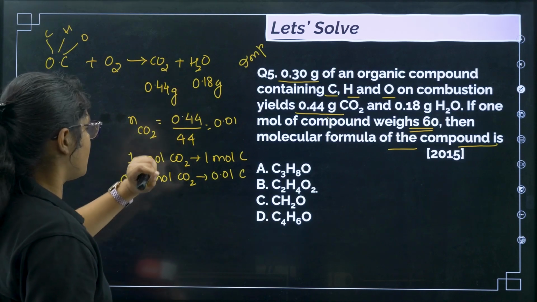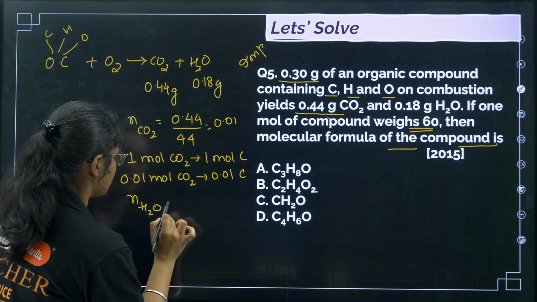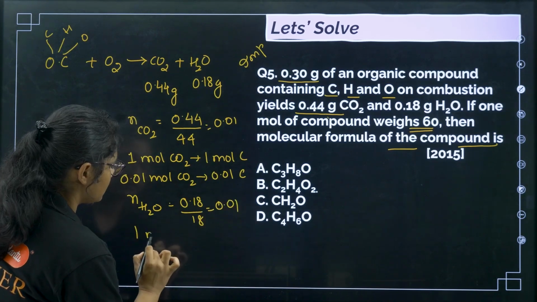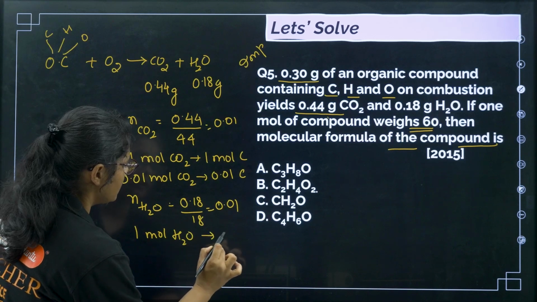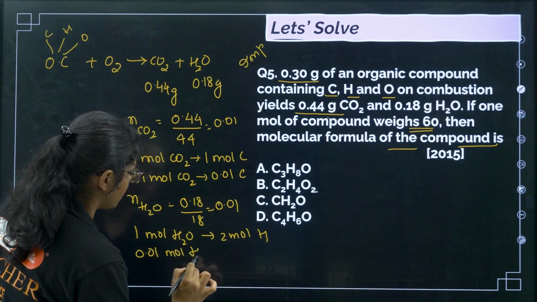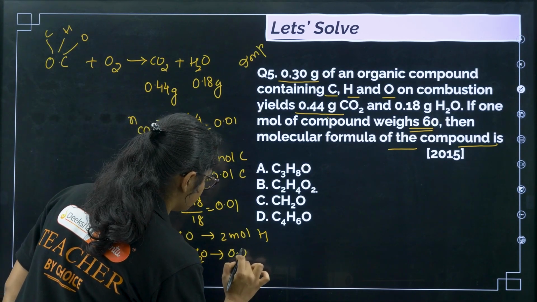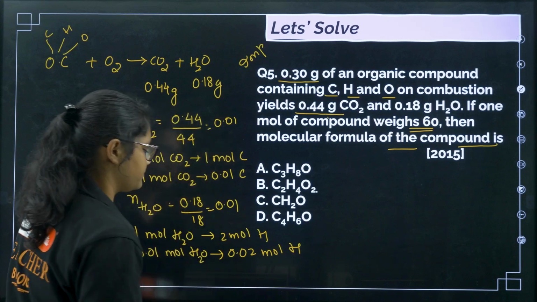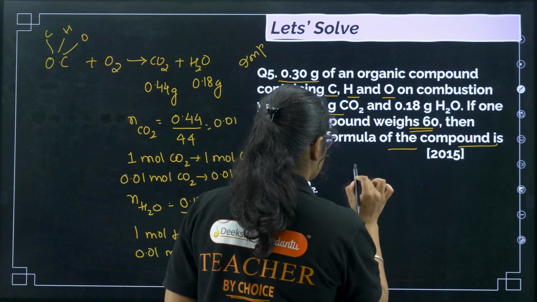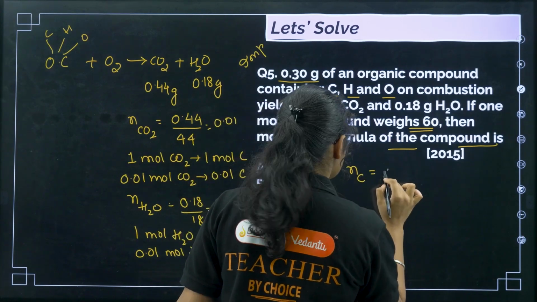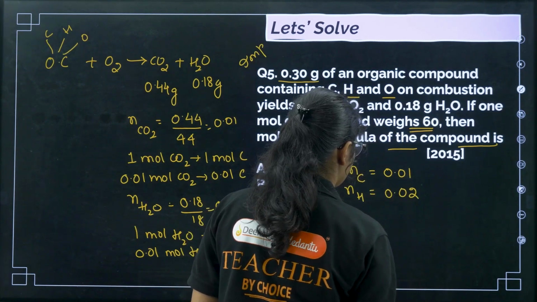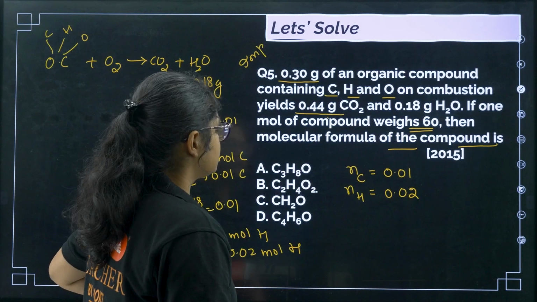Okay. Now talking about water. So number of moles of water is how much? Given mass is 0.18, molar mass is 18, again 0.01. But here in 1 mole of water, okay, we have 2 moles of hydrogen, right. So in 0.01 mole of water we will have 0.02 moles of hydrogen, right. So we got the number of moles of carbon in that organic compound as 0.01 and number of moles of hydrogen as 0.02. Okay, fine.